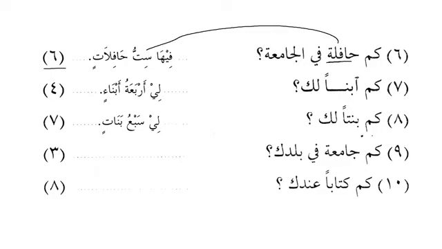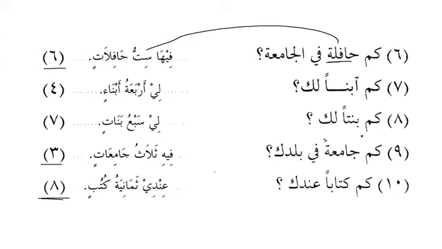Okay. Kam jamiatan fi baladika. How many universities are there in your country? You want to say 3. So you will say, yes, please. Fihi thalathu jami'atin. There are 3 universities in it. And then we have kam kitaban indak. How many books do you have? And you want to say, I have 8 books. Yes. Thamani or thamaniyatu. Indi thamaniyatu kutubin. I have 8 books. Okay.